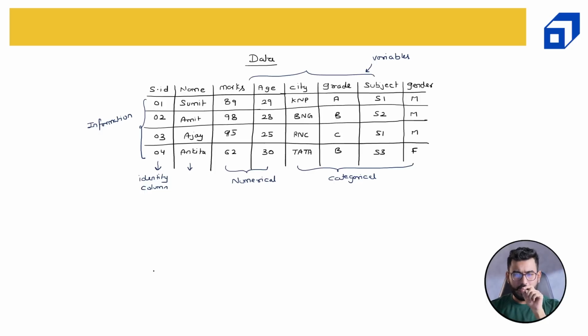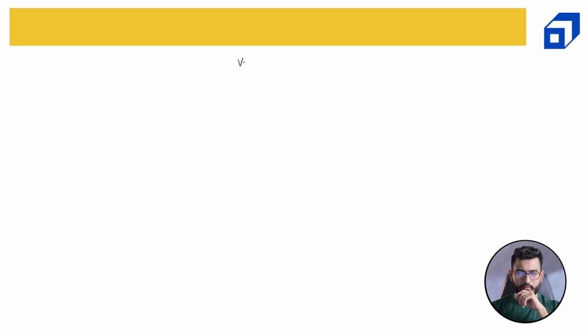Now, in order to better explain these columns, we have a formal name given to all the numerical columns and all the categorical columns. Let's talk about it. When we talk about variables, it is formally divided into qualitative and quantitative.